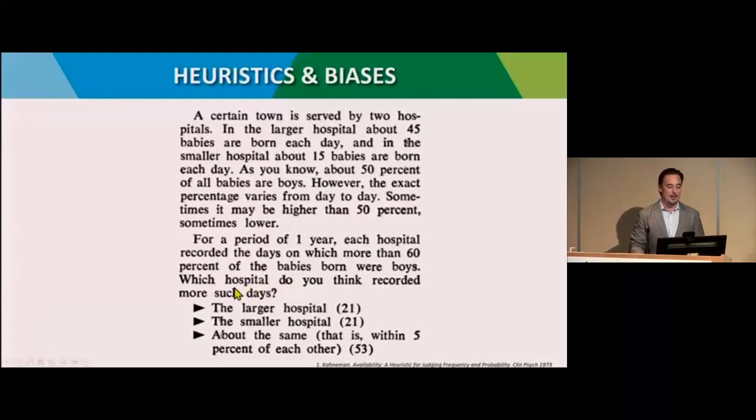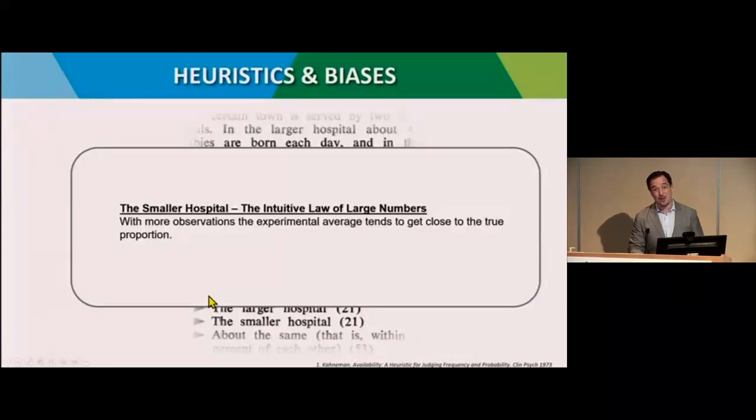And so just take a moment and think about it. Is it the larger hospital? Is it the smaller hospital? Is it about the same, within 5 percentage points of each? As you think about it, you're kind of trying to think, well, where's the trap, where's the bias? But when you think about this from purely a probability standpoint, the answer is the smaller hospital.